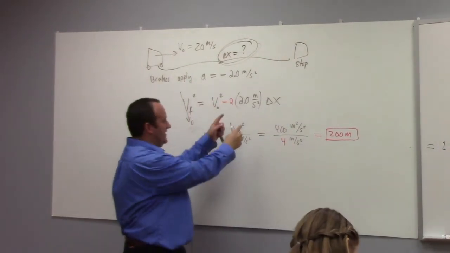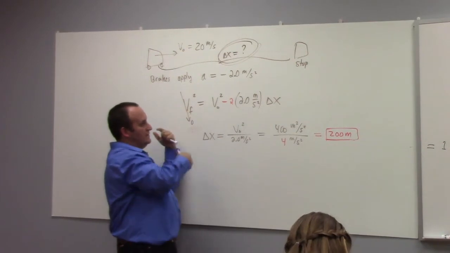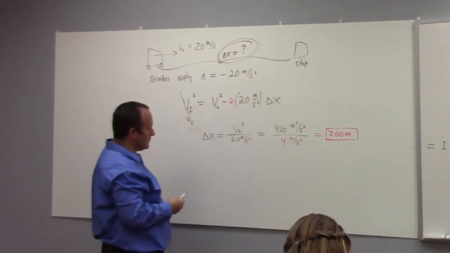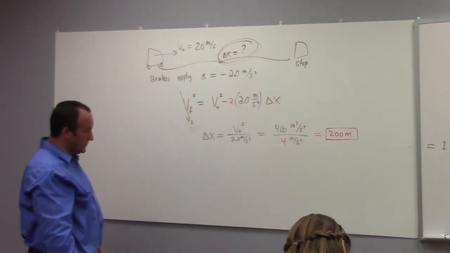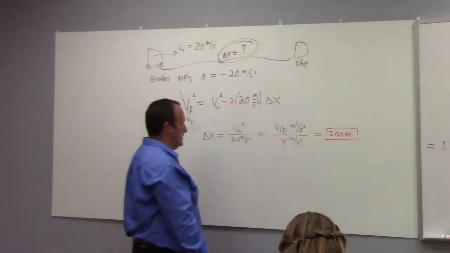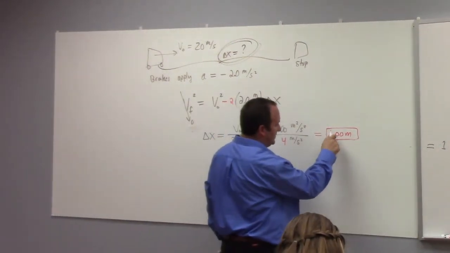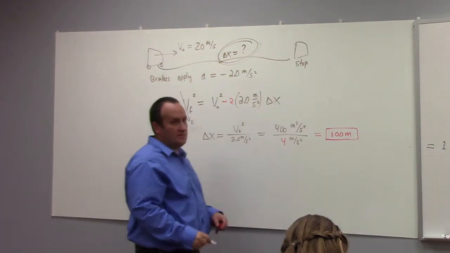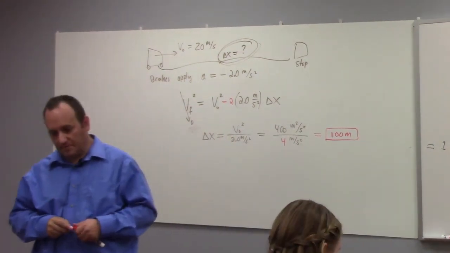The negative's gone because I had to add that to the other side, and then I divided by the 4 meters per second squared. So that looks like 100 meters. So the stopping distance for that would be 100 meters.